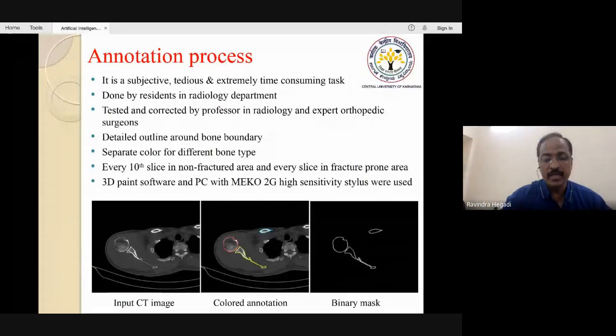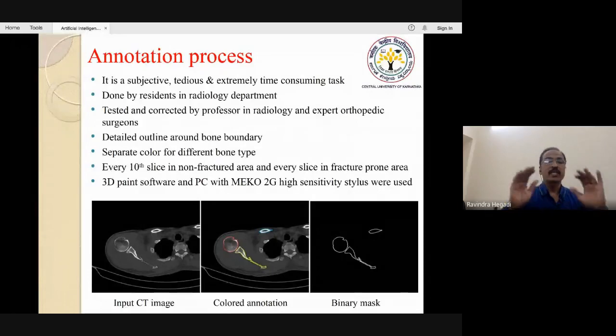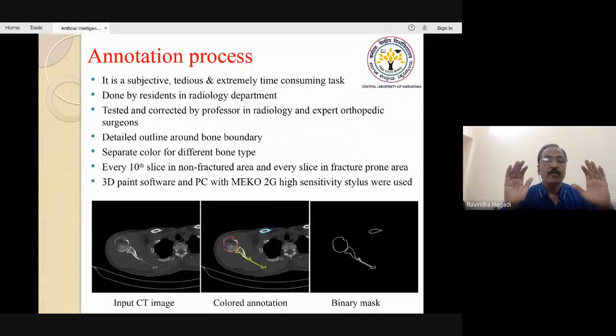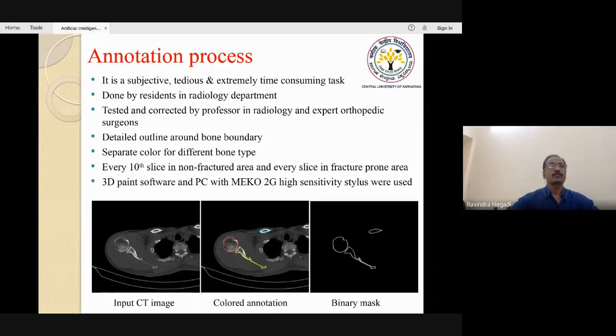Senior radiologists tested the annotations and told us whether they were correct or not. If there were mistakes, we got them corrected also. That means we should have perfect data. For that, we ourselves can't do anything. We have to get it done by those experts and cross-verified by others also.